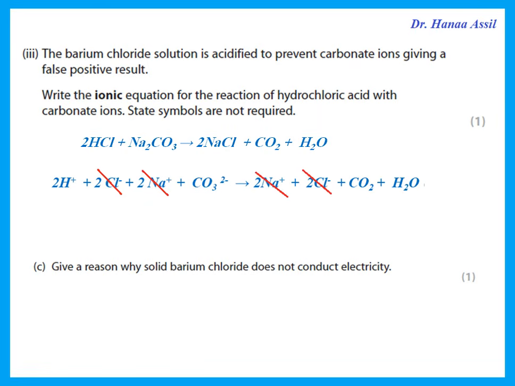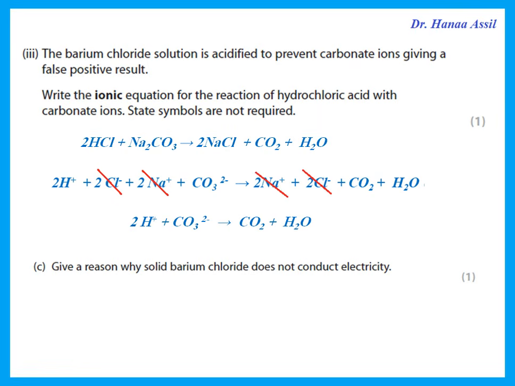We cancel whatever is the same on both sides of the arrow, so this is actually the equation he's looking for. And without going through all of this, you should be able to know that the hydrochloric acid ionizes to form H+, reacting with carbonate ions. This gives carbon dioxide and water, and of course it has to be balanced.